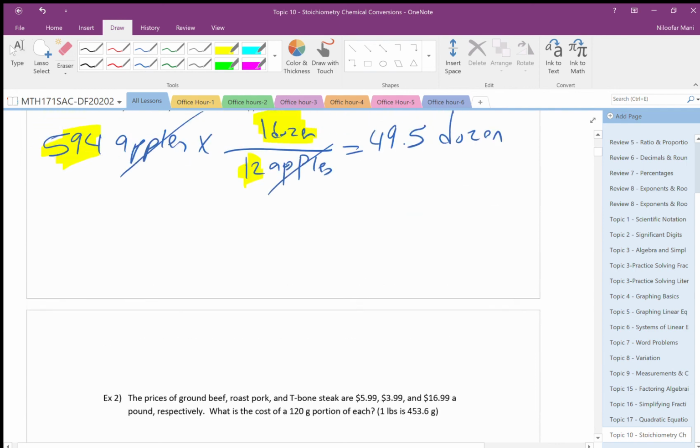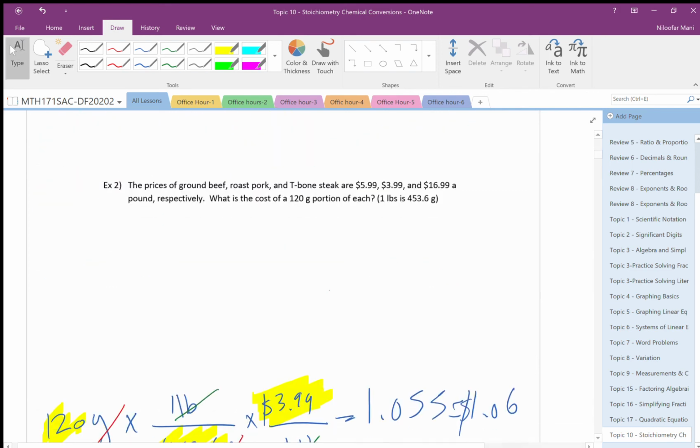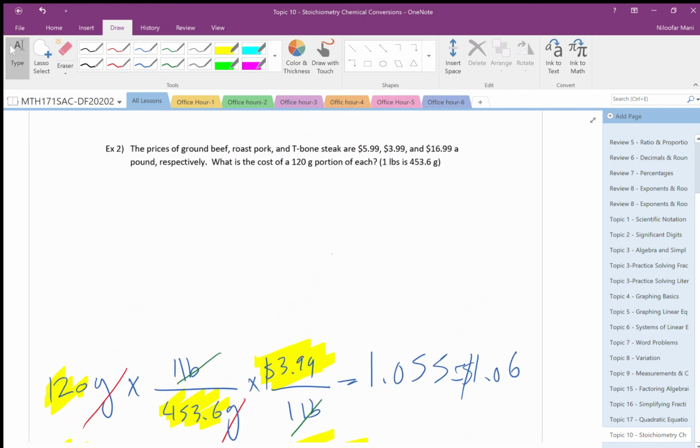See, I'm using the same thing. In one of them, 12 is up and dozen is down. In the other, dozen is up and 12 is down. Because in one I am going from dozen to number of eggs, and in the other I am going from number of apples to dozen. So it depends on what I have and what I want.